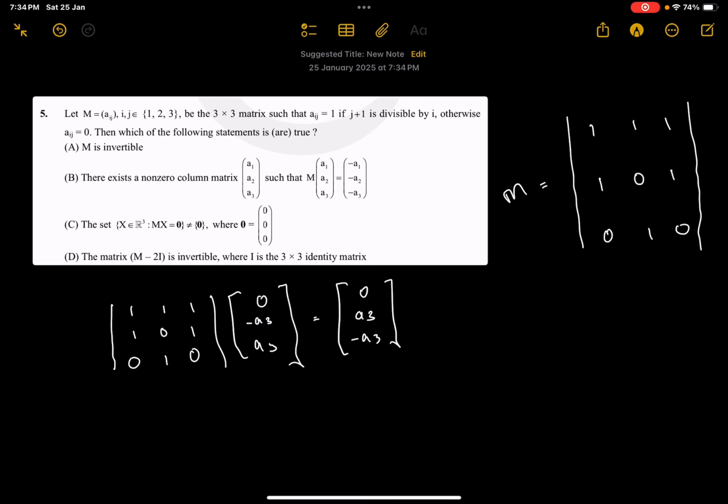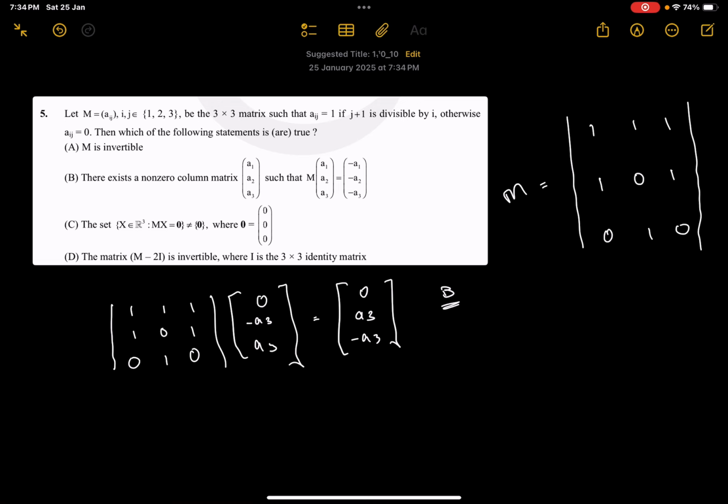Yeah, and that's all, because when the first row is multiplied by this vector, we'll get 0 equals 0. So with all the possible non-zero values of A3, we'll get this non-zero column vector, which satisfies this condition. So B option is correct.